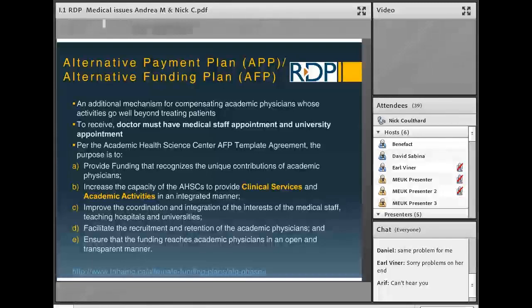Okay. Also, it's to make sure that the funding that the physicians receive is done so in an open and transparent manner. There used to be a number of funding sources and funding mechanisms that maybe weren't as clear and were difficult to get a hold of. So AFP came along and helped bundle that all up.